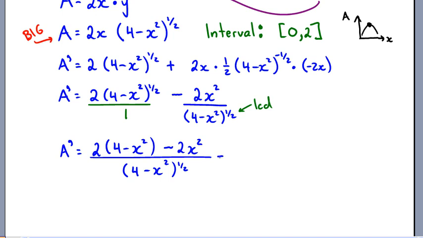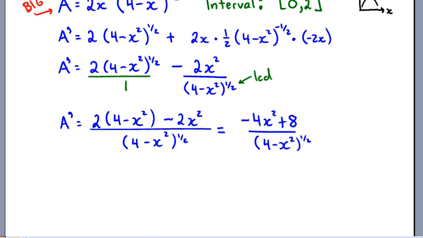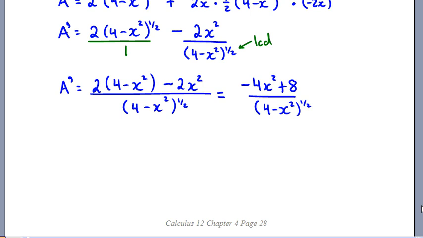Okay, worth tidying. Let's do a little more tidying here. Looks like we have minus 4x squared plus an 8, all sitting on top of this binomial, 4 minus x squared, all to the 1/2. We could factor out a negative 4 in the top. Don't throw it away, just leave it there. We'll have x squared minus a 2, all sitting on top of this denominator.